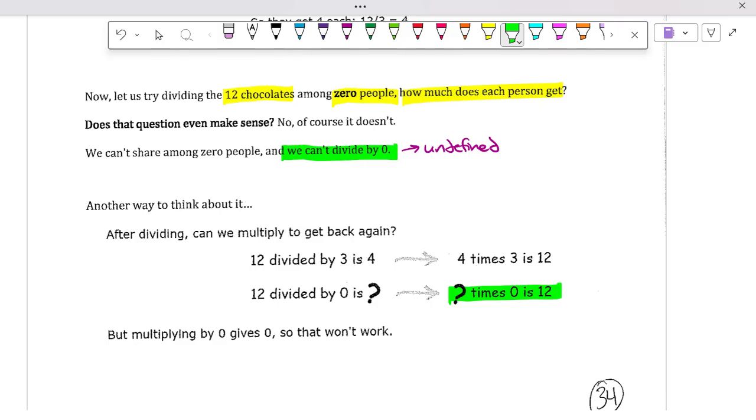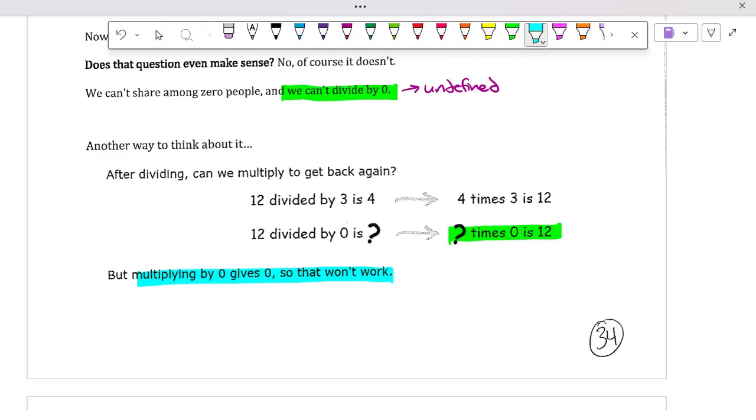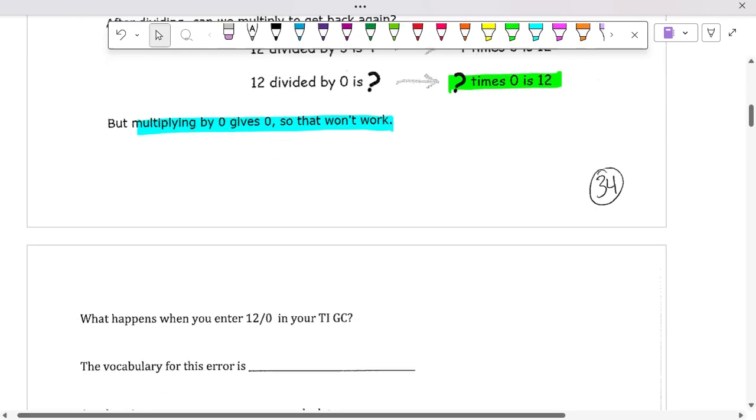Say it again. Anything multiplied by 0 gives you 0. It's a contradiction. It doesn't work. Now, why is that important? It plays a huge role in rational functions, specifically when it comes to graphing them.